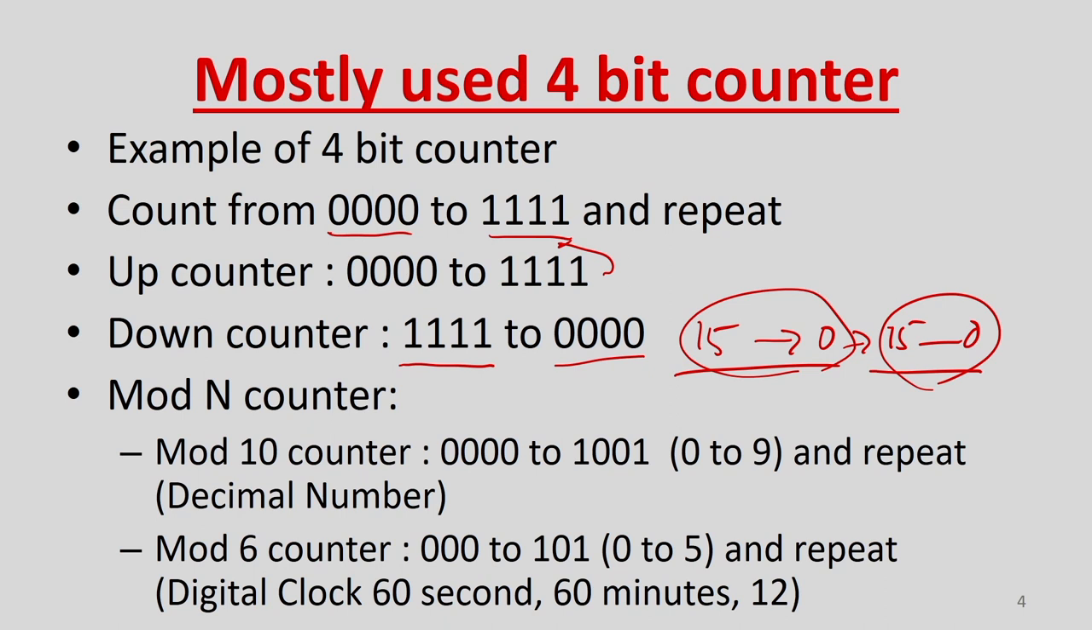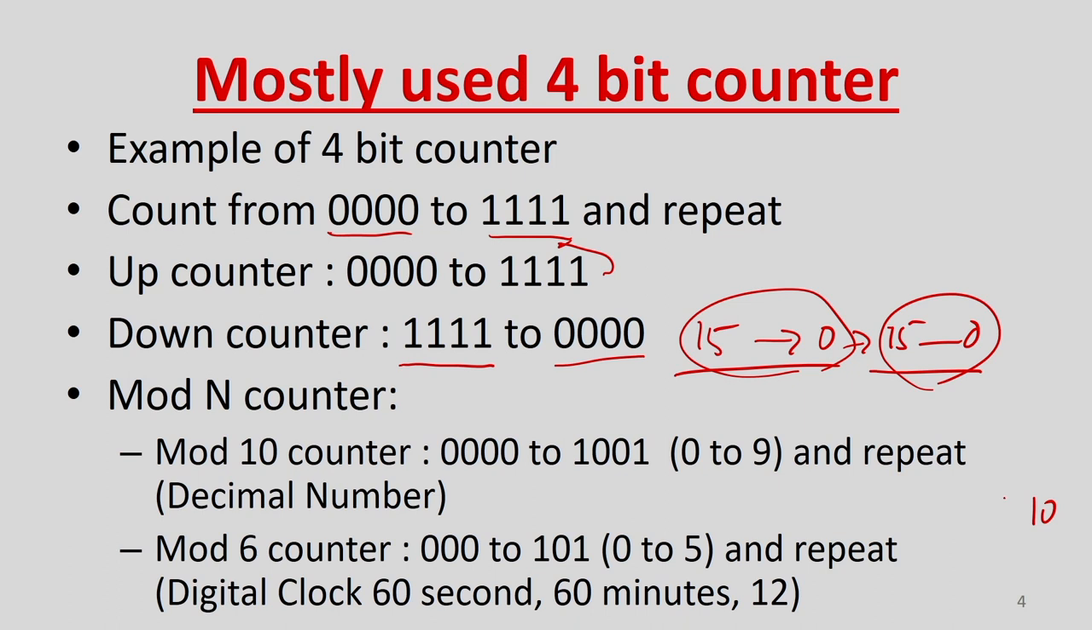Modulo counter, for example a mod 10 counter: it counts from 0 to 9 and repeats. It is a decimal counter, or digit counter. A mod 6 counter starts from 0 and goes up to 5. That means it does not touch 6; it goes up to 5 and repeats. The mod 6 and mod 10 counters are very popular in a digital clock. For minutes or seconds, which go up to 60, one digit goes up to 10 and the other digit goes up to 6. That means 9 here and 5 here, so 59. In our minute or second counter, it starts from 0 and goes up to 59.